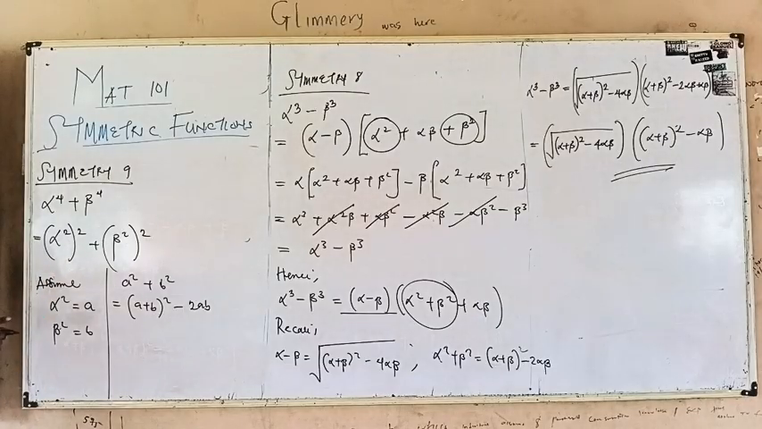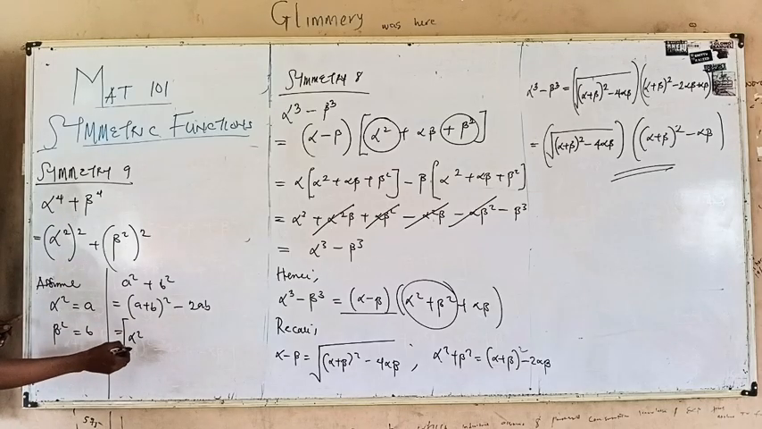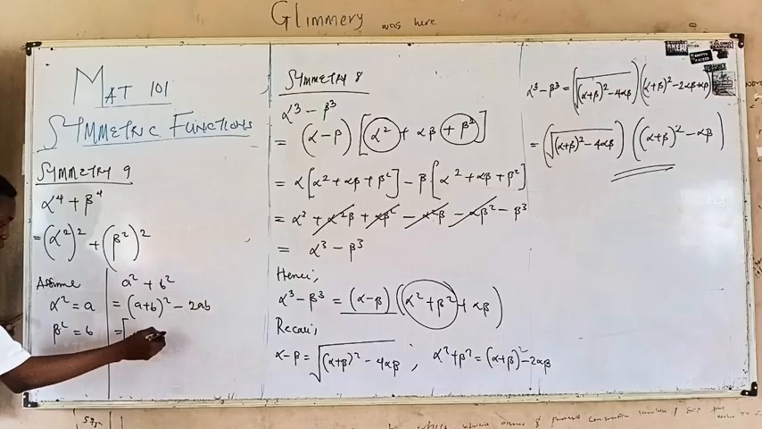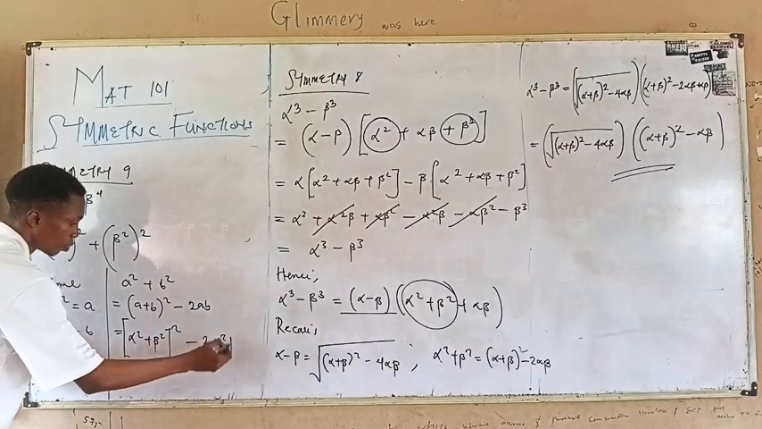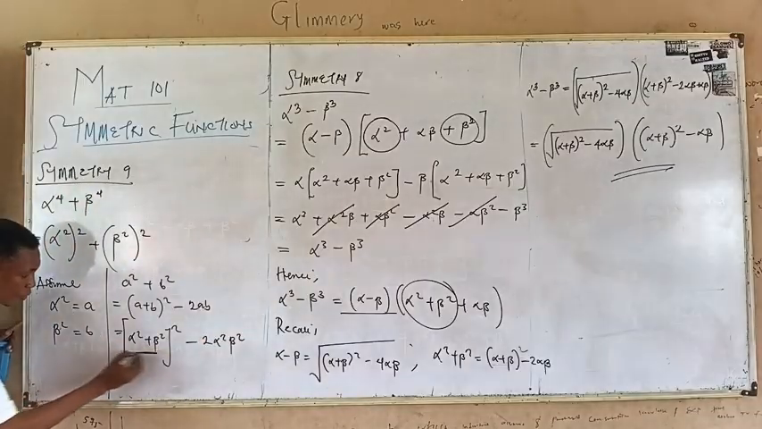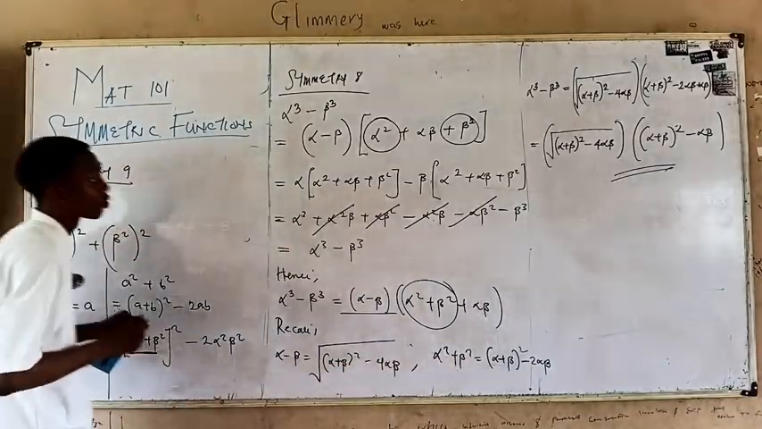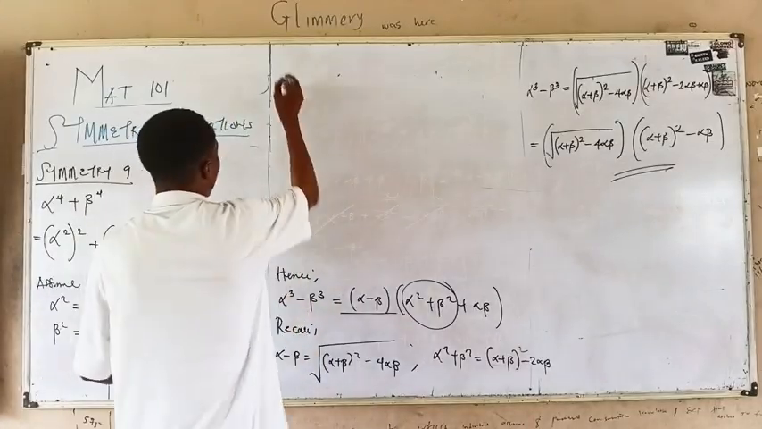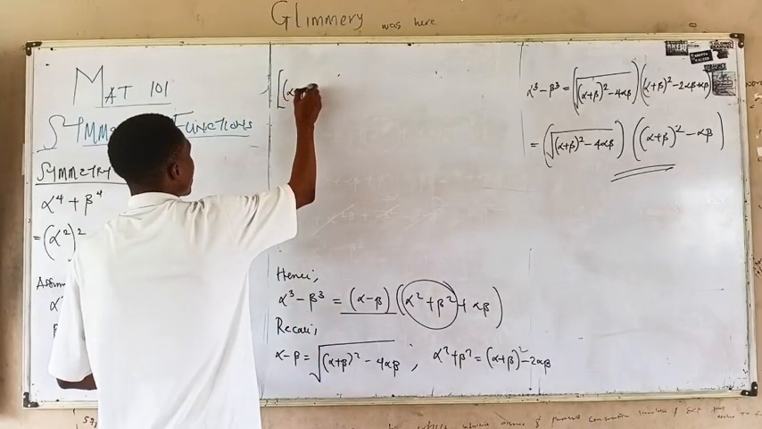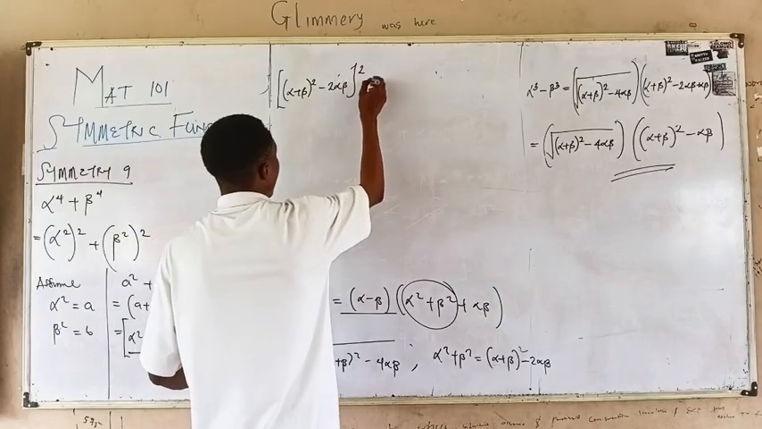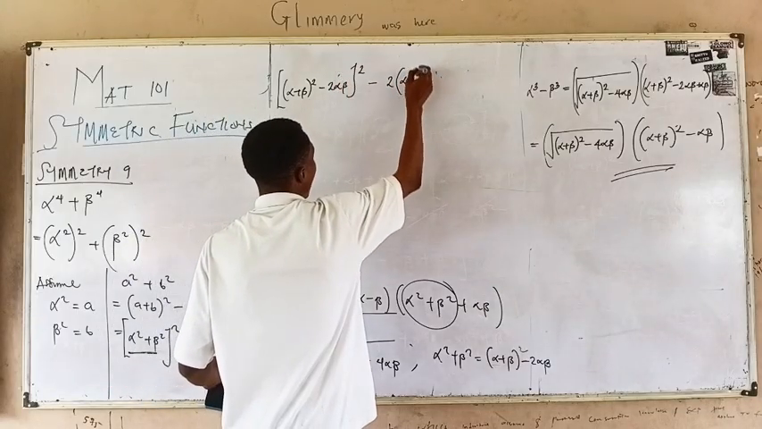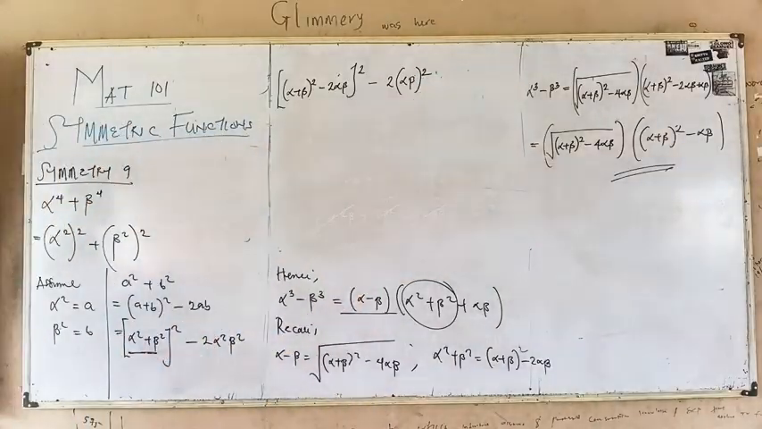Now return it back. When I return it back, what do I have? My A was what? Alpha square, isn't it? Plus beta square, you can see that. Minus 2. This guy itself can be written as alpha plus beta all squared minus 2 alpha beta in bracket all squared minus 2 alpha beta all squared. That's it. Symmetry 10.